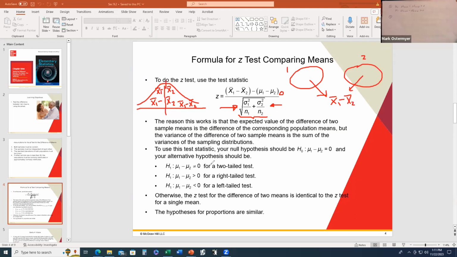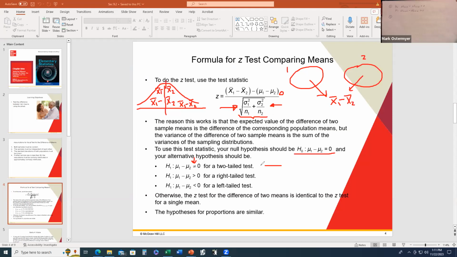To use this test statistic, of course, your null hypothesis is going to look like this for testing 2 population means for their difference. And of course, the alternative hypotheses will have the not equal to symbol, greater than, or less than symbol, and you'll have 0 on the right side here.